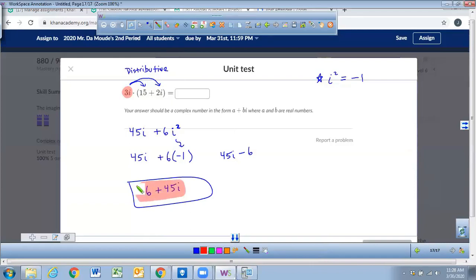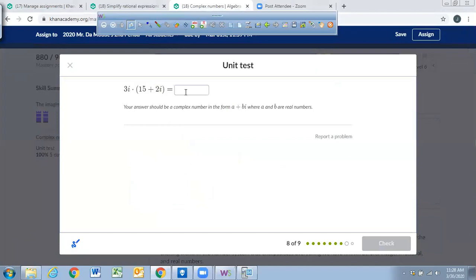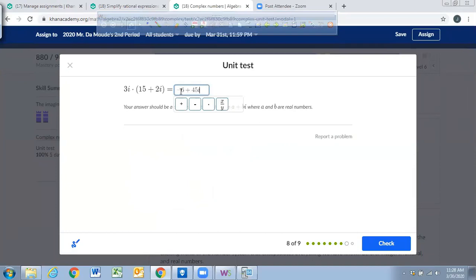Because you have to have the A plus BI formula. Perfect, because it's got to be an A plus BI. So when I type it in, I've got to type it in -6 plus 45i. Even if I wrote it as 45i minus 6, they would count me wrong because they told me specifically it needs to be an A plus BI.